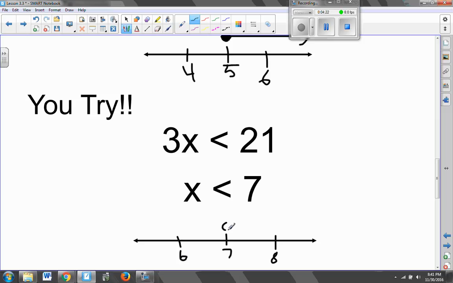And open circle because there's no equal to. X is less than, going to the left. Okay, less than goes to the left.